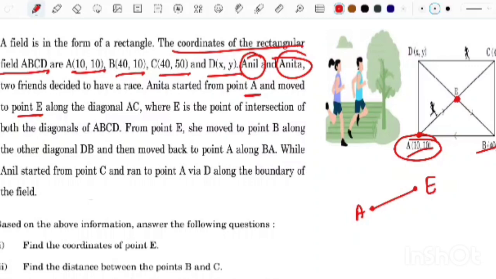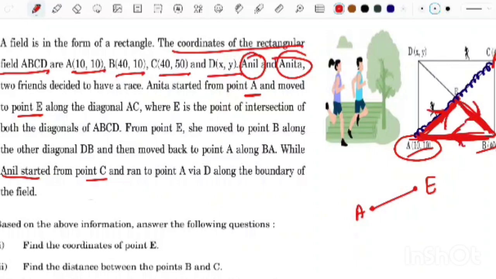E is the point of intersection of both the diagonals of ABCD, right? From point E, where did she go? She went to point B along the other diagonal DB. First of all she goes from A to E, then she moves to B along the other diagonal DB. Then she comes back to A. She moves from A to E, then from E to B, then came back to point A. Then, while Anil started from point C, this is Anil. He started from point C and ran directly to point A. With the blue pen I am showing the distance of Anil, and with the red color I have shown the distance which is covered by Anita.